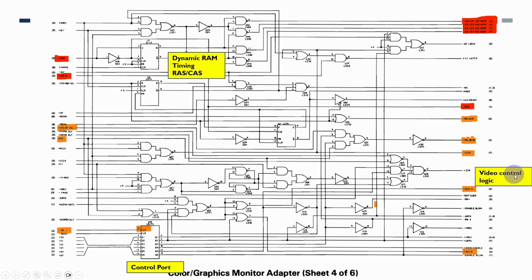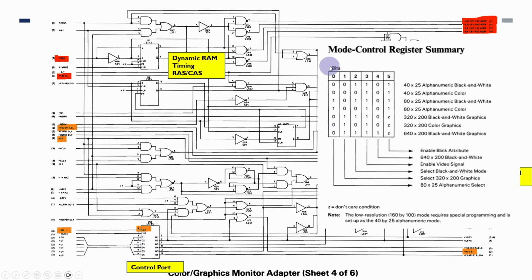going to be easier to look at the KiCad schematics for this because it's a lot easier to trace where things are going from. But we do also have the control port down here. So the control port is used to control which video mode we have. And in fact, this is the summary of the mode control register information from the earlier video. And you can see here that based on these bits, bit 0 to bit 5, different video modes will have different combinations of these bits.